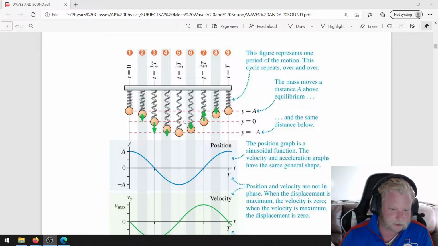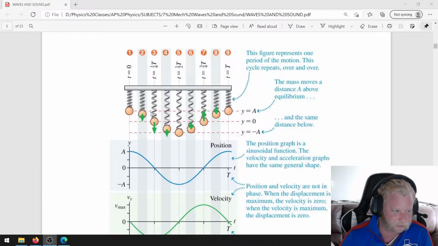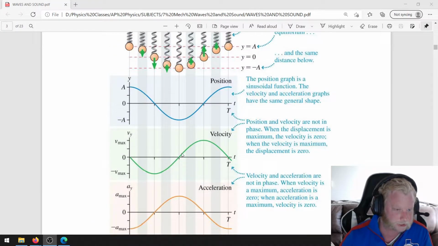And if you're taking paper notes, I would highly recommend you getting this figure out of the notes and putting it in your paper notes for future reference, especially when we come to the conceptual questions, because this is a really good visual as far as what all of your graphs look like.